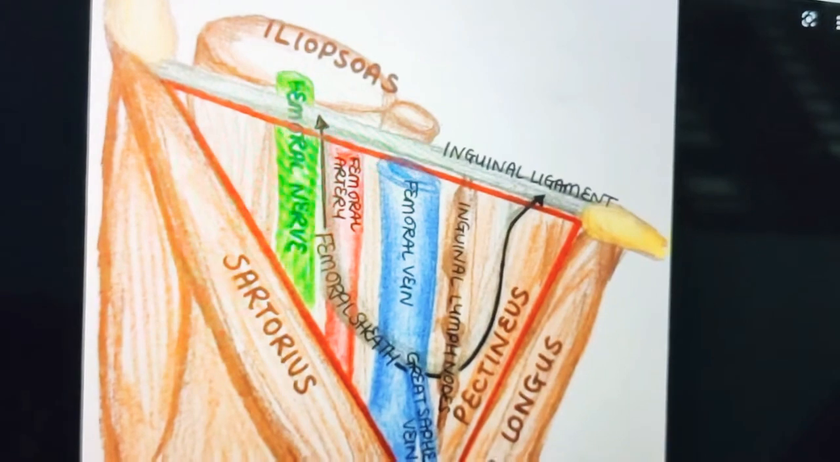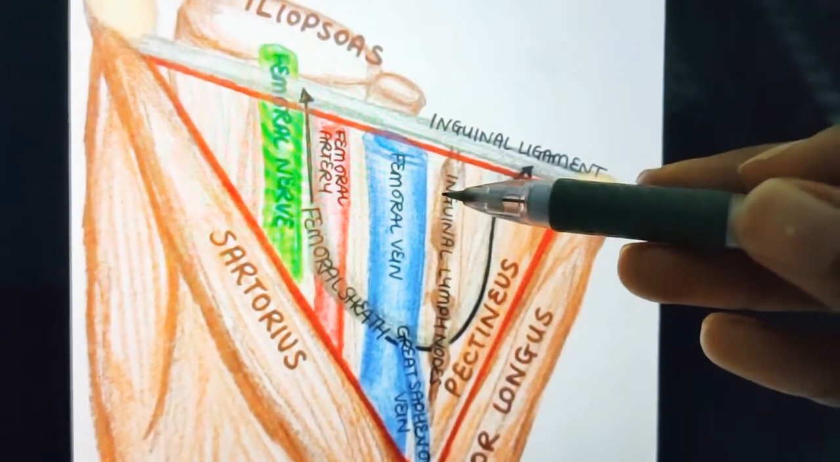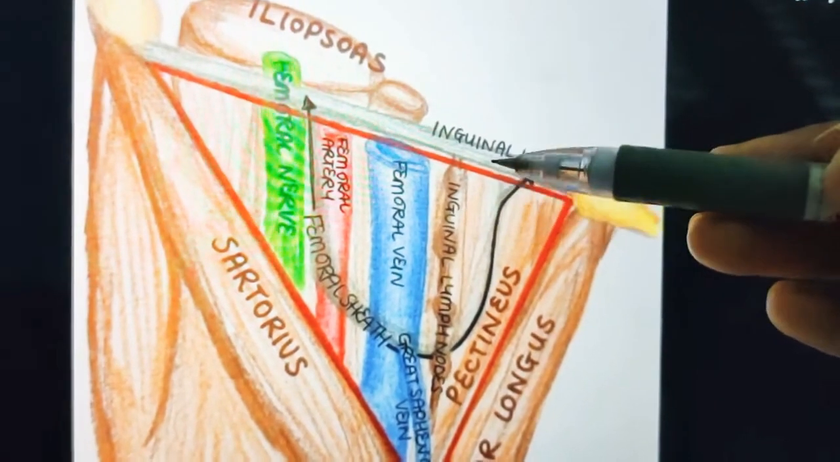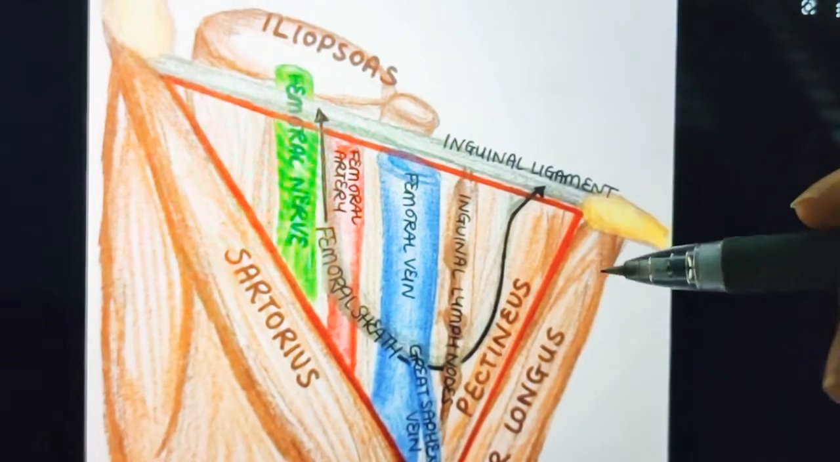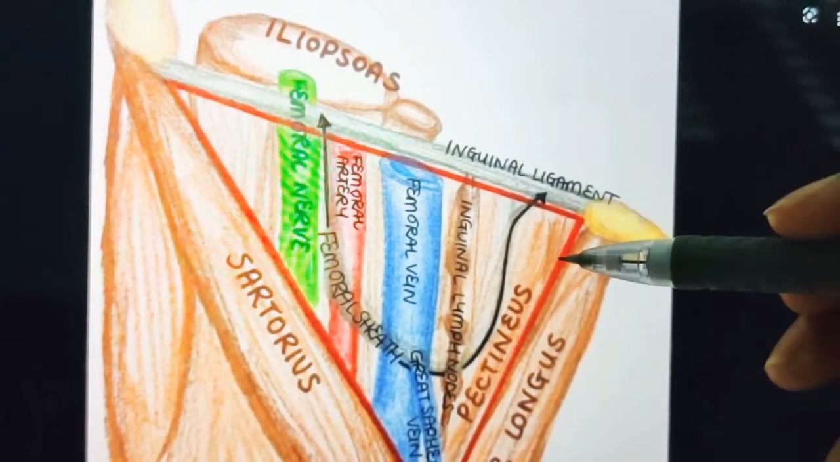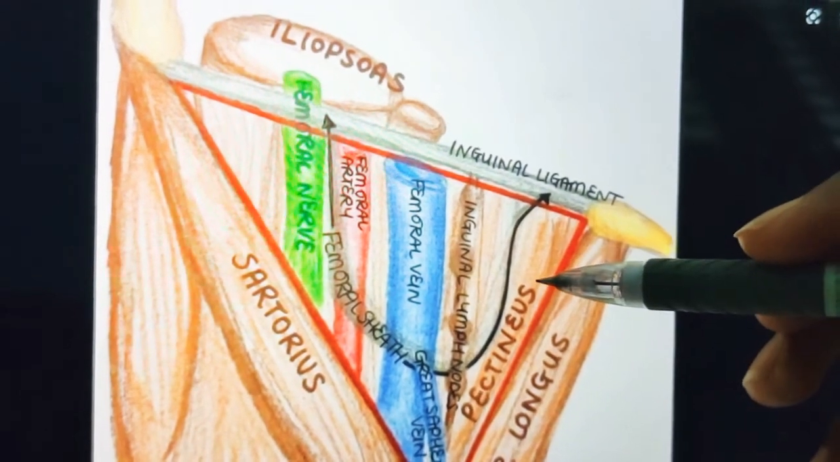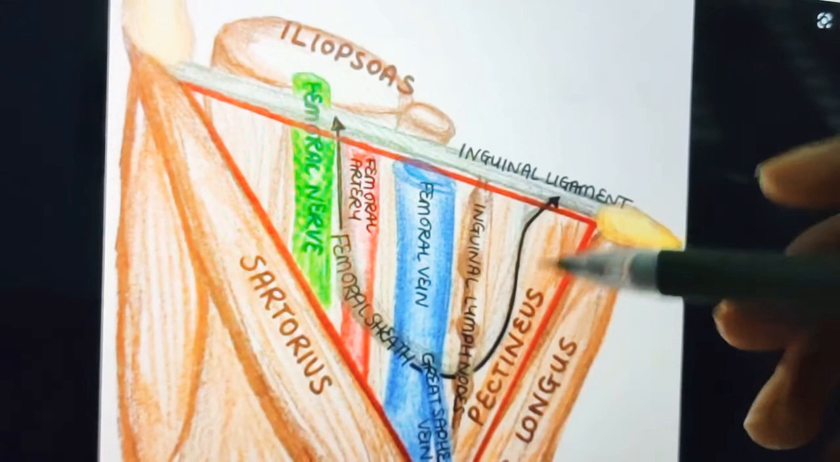The femoral canal contains a lymph node. This is the inguinal lymph node. The other name of this inguinal lymph node is the lymph node of Cloquet or lymph node of Rosenmuller. These lymphatics also have a small amount of areolar tissue around them. This lymph node drains mainly the glans penis in males, whereas in females it drains the clitoris.